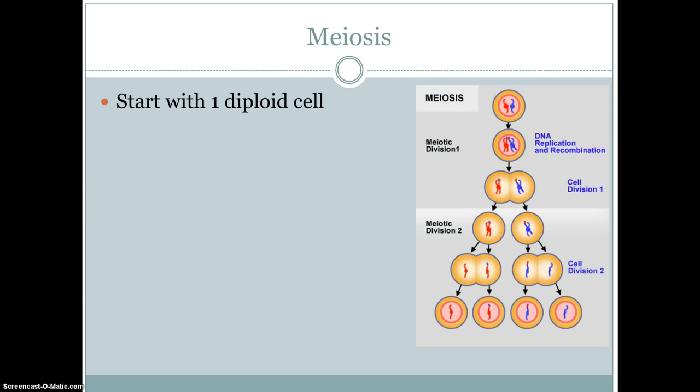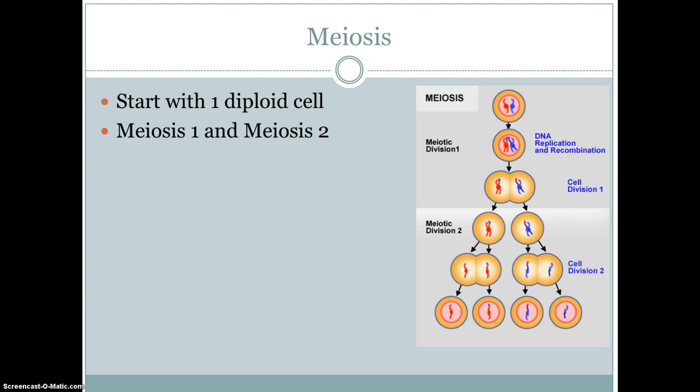Now, if you look at the diagram at the right, you'll see that there are 2 sets of division that happen during meiosis, meiosis 1 and meiosis 2. So the cells are going to divide a total of 2 times before they're done with this part of division.